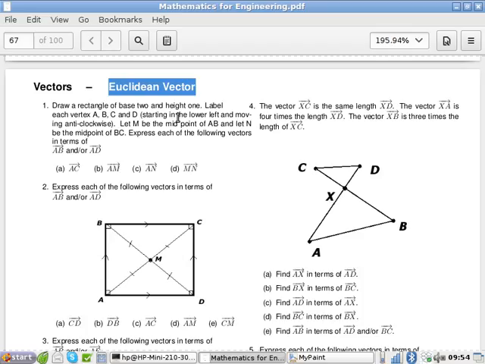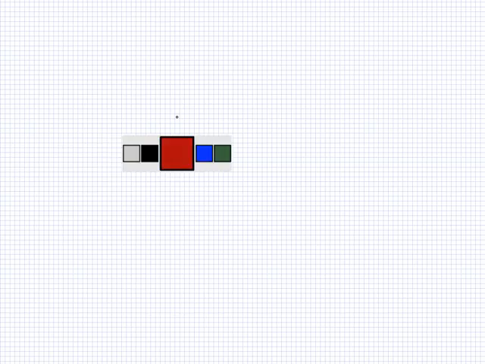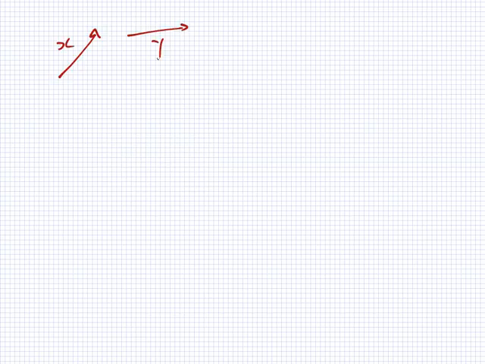Okay, do you write that down? Euclidean vector. So this is something you haven't done in physics. So this is completely new now. Okay. So one problem with vectors is it's kind of a pain to draw them. You know, this is vector x, this is vector y. It's a bit of a pain.